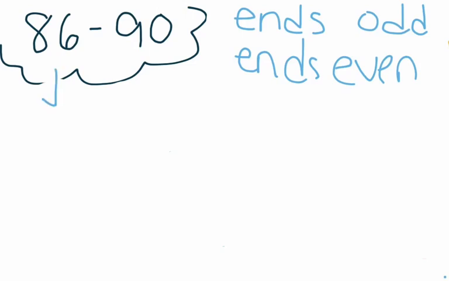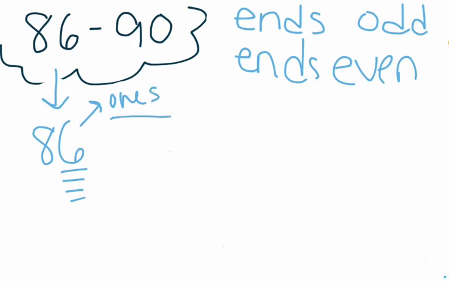So, let's do a couple of these together. Let's take this number for example, 86. We're always looking at this number right here, and I hope you all know that's the ones place, but I'm going to write it there anyways. Okay? In the ones place, that will tell you whether your answer is even or odd. So, 86 is even. It is definitely even. Okay? So this is even.